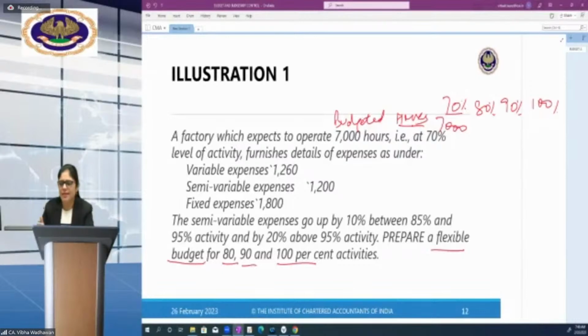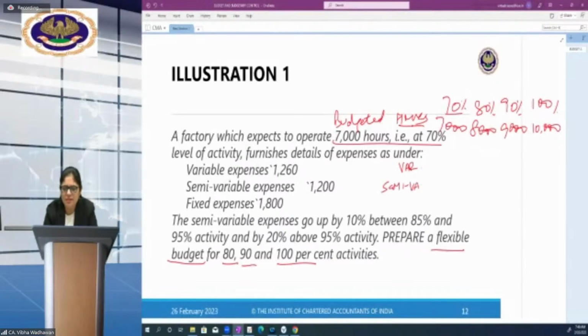So yes. 7,000 budgeted hours for 70%, 8,000 budgeted hours for 80%, 9,000 budgeted hours for 90%, and 10,000 budgeted hours for 100%. So this way, first of all, you have to calculate the budgeted hours. All right. So we have calculated the budgeted hours at different levels of activity. Then variable expenses are there.